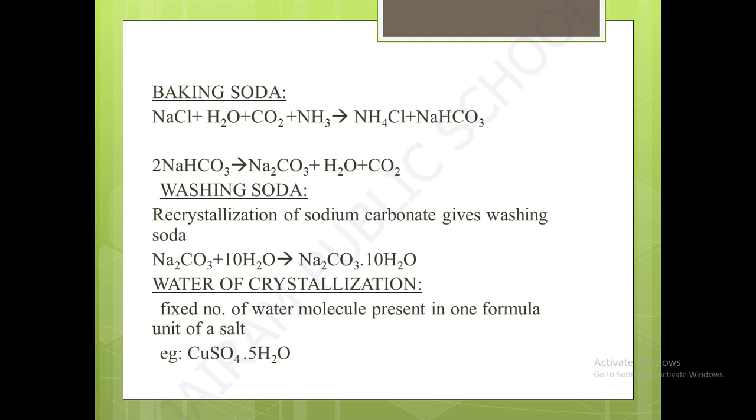The next topic we are going to see is water of crystallization. What is meant by water of crystallization? It is a fixed number of water molecules present in one formula unit of a salt. For example, take CuSO4.5H2O. That is, 5 water molecules are present in one formula unit of CuSO4. This is called water of crystallization.